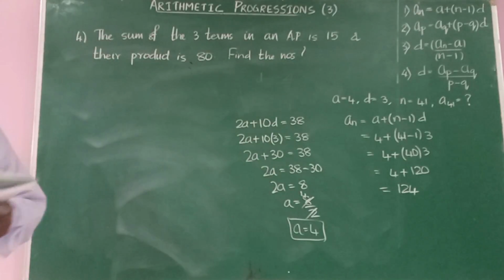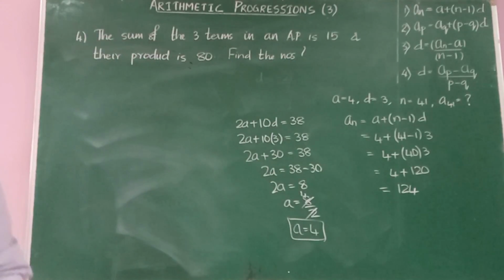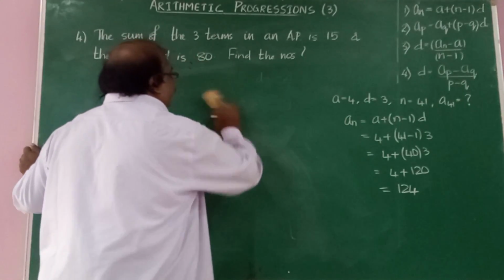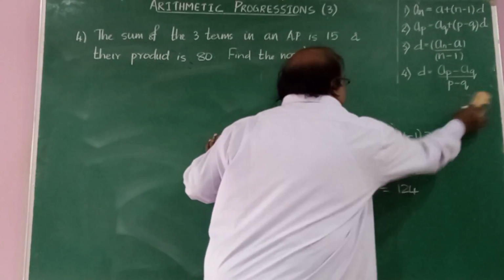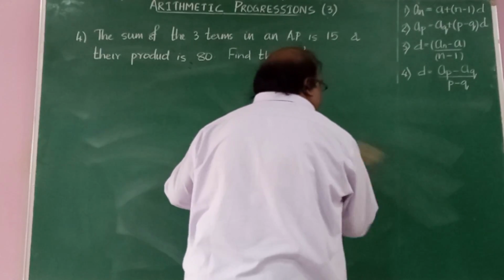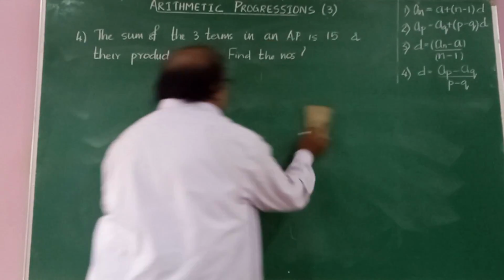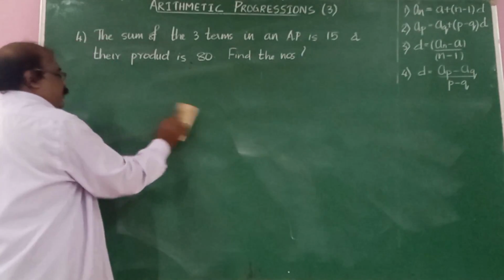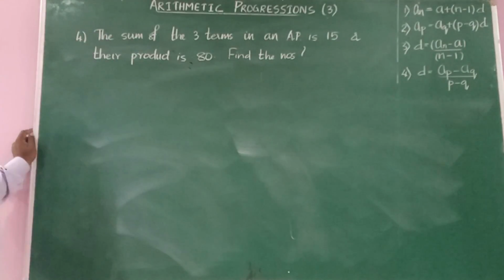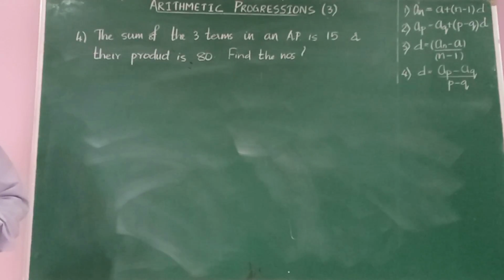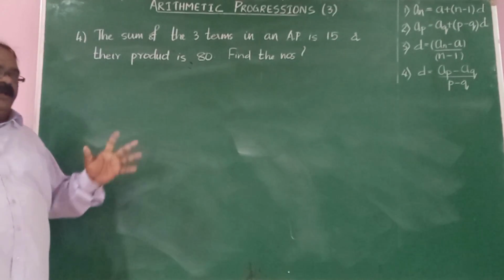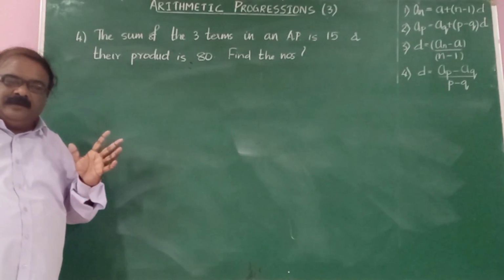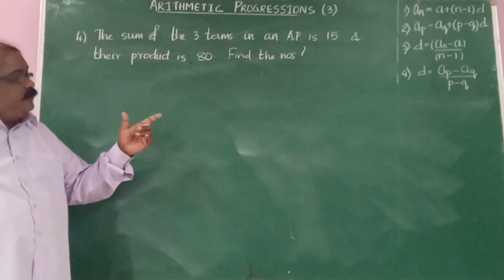What's my question? I said three numbers are in arithmetic progression and their sum is 15 and their product is 80. Find the numbers. Now, in this particular sum, I will not take a typical arithmetic progression. I had given you a similar sum.